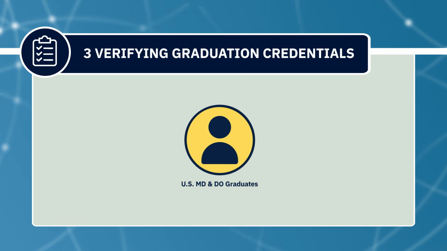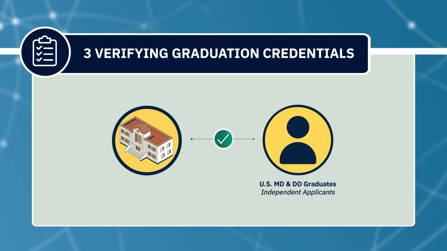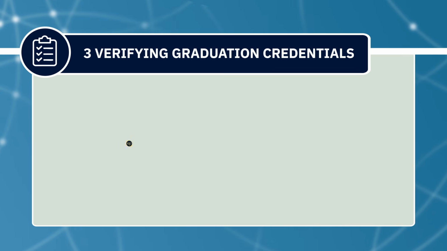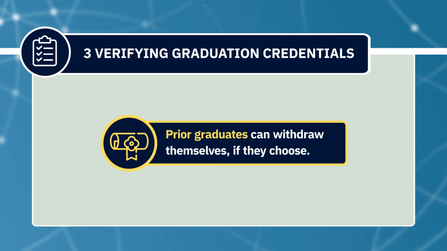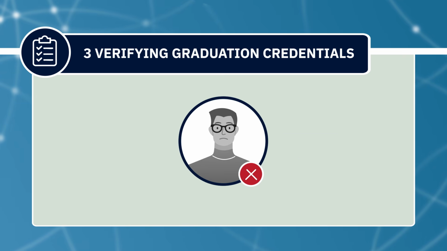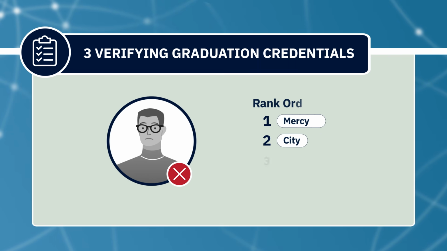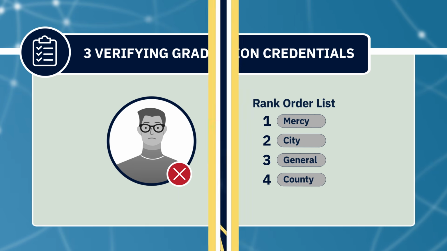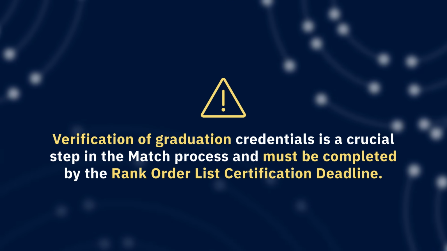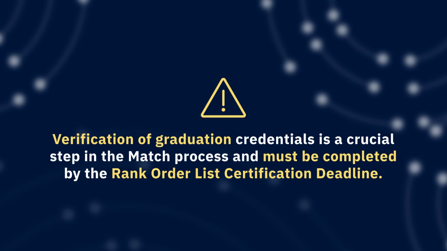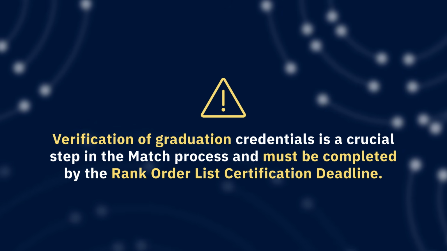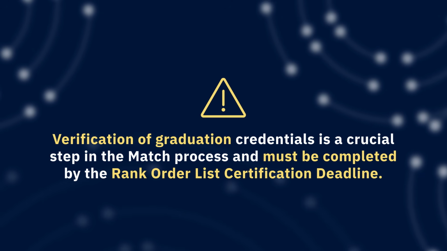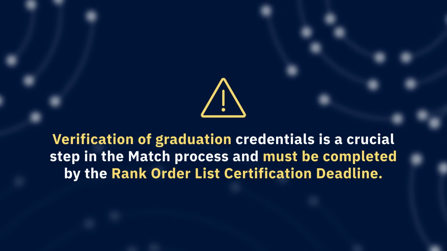U.S. MD and DO graduates are independent applicants, but they still must be verified as eligible to participate by their medical school. Prior graduates can withdraw themselves if they choose. If a graduate's credentials are not verified by the school and the applicant has not withdrawn themselves, they will be withdrawn by the NRMP, and their rank order list will not be included when the match is run. Verification of graduation credentials is a crucial step in the match process and must be completed by the rank order list certification deadline for all students and graduates registered in the match.